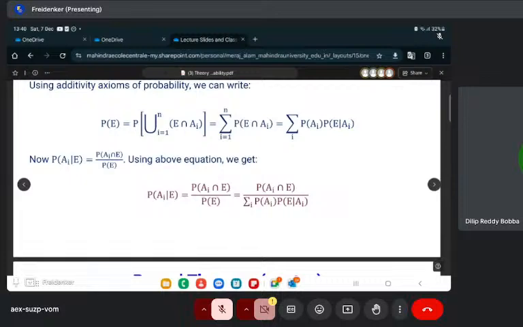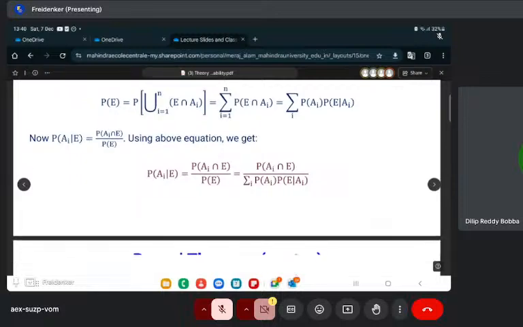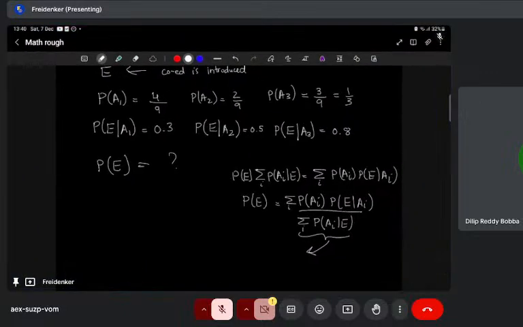Okay, so probability of AI given E is nothing but probability of AI intersection E by probability of E. And probability of E, using the total probability theorem, I can write as a summation of probability of AI into probability of E given AI. So I will get the denominator using, so I have to use Bayes theorem here.